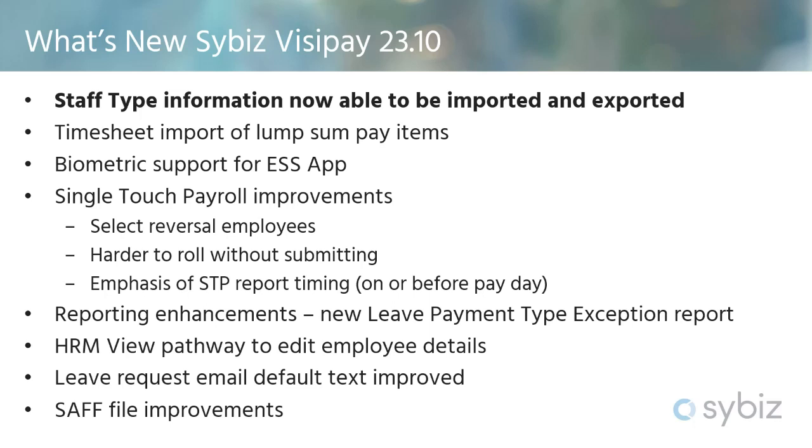We've also added the biometric support for the ESS app, and so that's now consistent across the suite of apps that we have. And from a Single Touch Payroll point of view, we've put some more improvements in place. Previously, if an employee had a reversal, there could be some funky things in terms of it kept on asking you to submit their data when you had already done that. And now we've just made that process more robust.